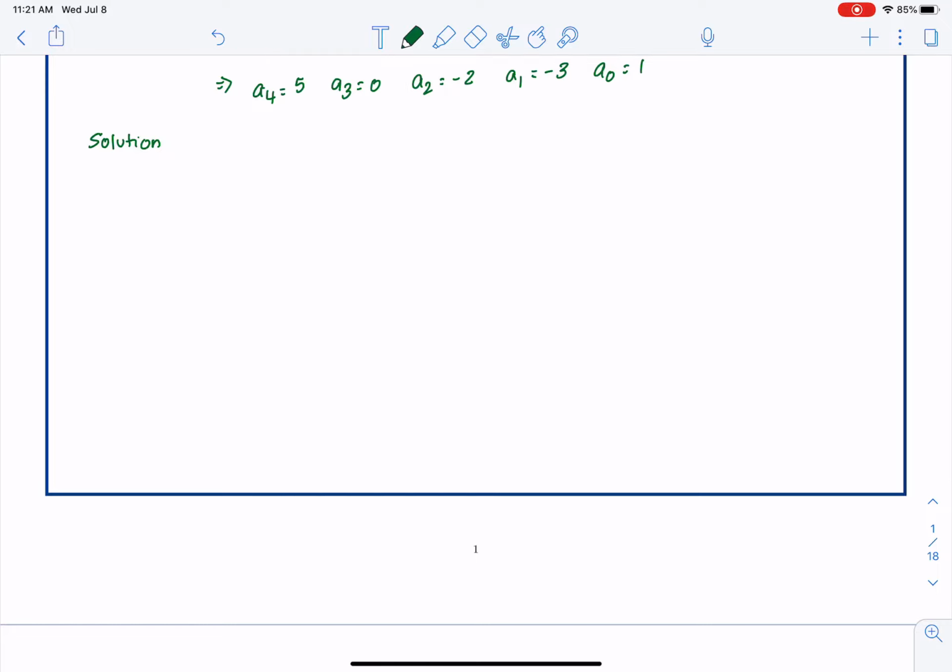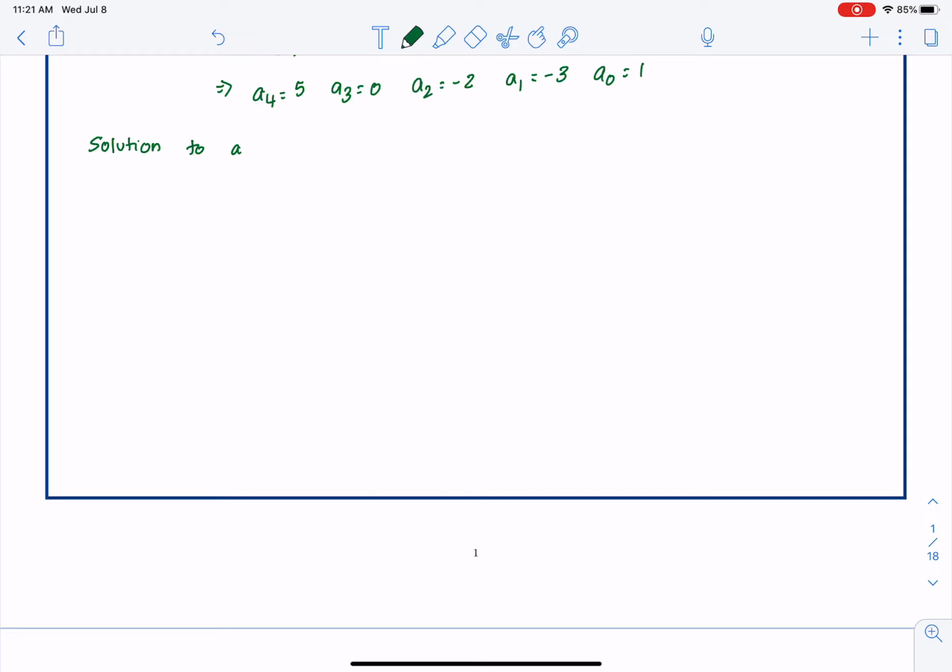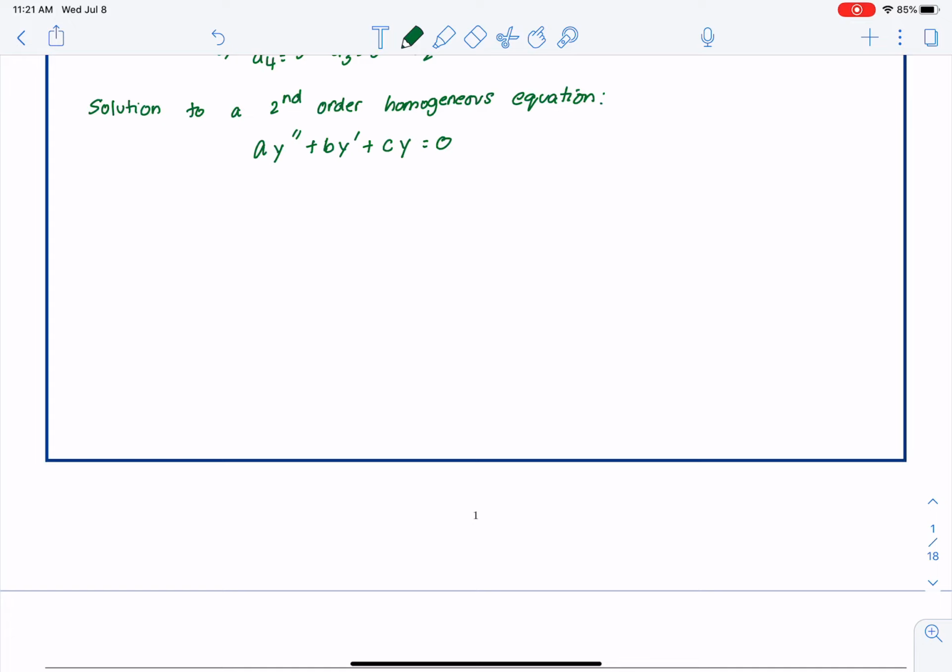So we're going to move on to the solution to a second order homogeneous equation. So I'm going to write a general form. I could simply say A y'' plus B y' plus C y equals 0. So that is a second order homogeneous equation. The constants are A, B, and C.